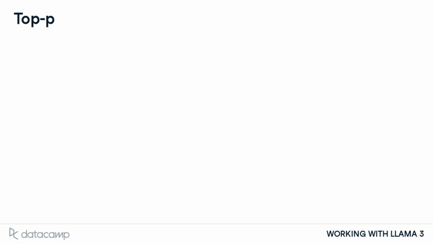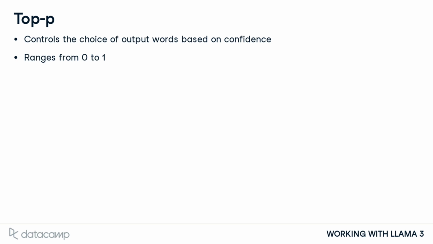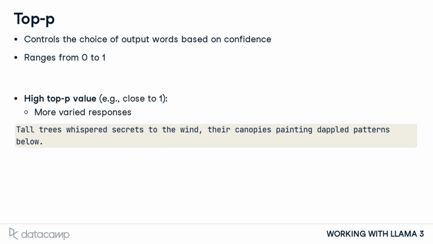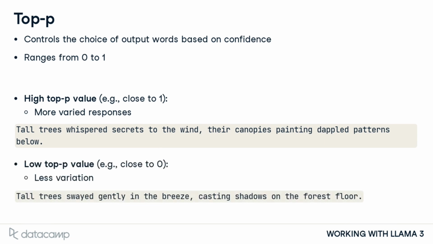Unlike top K, which picks from a fixed number of words, top P controls the choice of output words based on how confident it is in its choice. It ranges from 0 to 1. A higher top P lets Llama explore more varied responses, while a lower top P keeps it focused and precise.